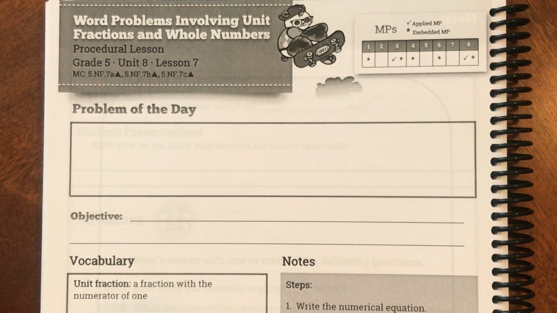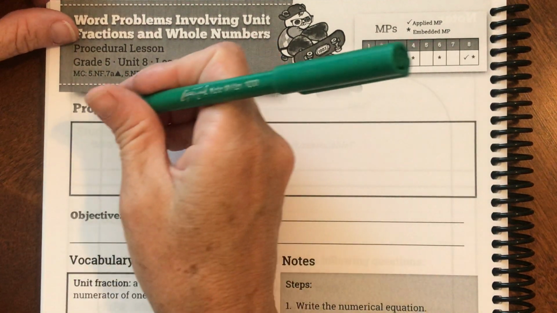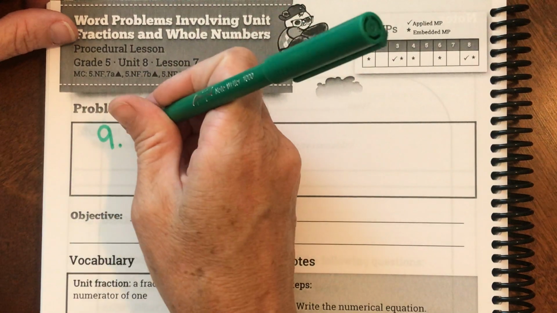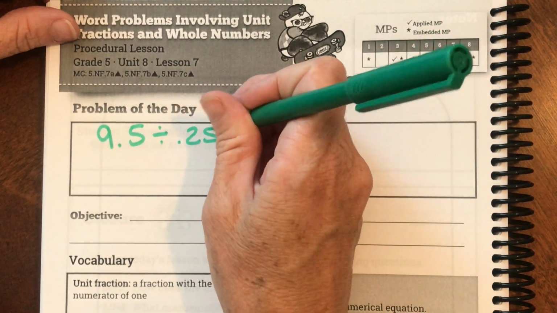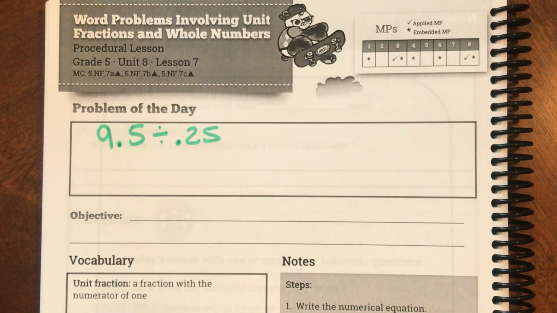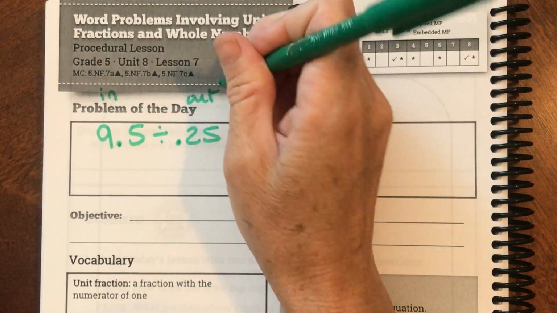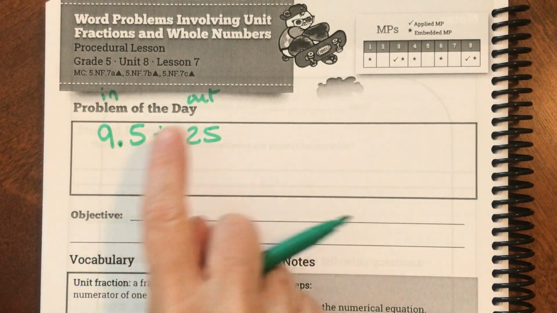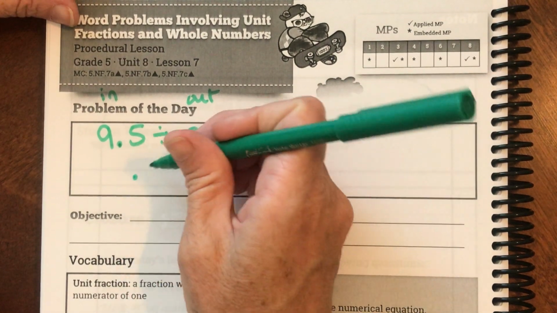Today we're on page 237, and before we begin, we're going to do a little bit more review with division of decimals. So our first problem is 9 5/10 divided by 25 hundredths. Okay, so remember my in and out strategy reminds us that this is our dividend and it goes inside. This is our divisor and it goes outside. So I'm going to set it up.